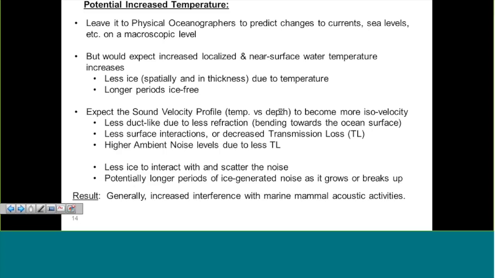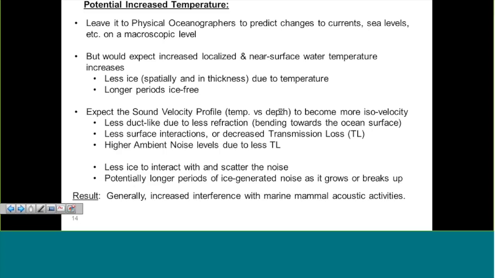So when that happens, you tend to have less interactions with either the surface or the bottom. Like I showed in that one propagation where the sound was kind of driven into the bottom because of the sound velocity profile. You'll have less of that driving it into the bottom. It'll just propagate out straight. And so in general, on average, you'll have less interactions. That sounds like it's a good thing, but really it's not.